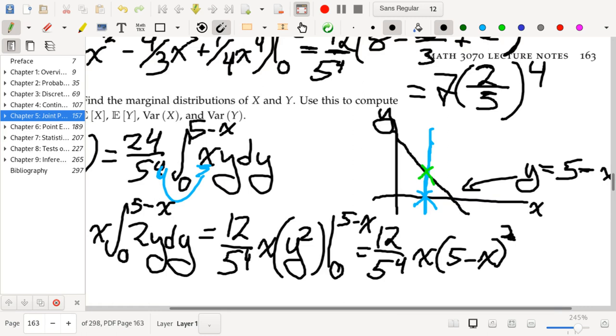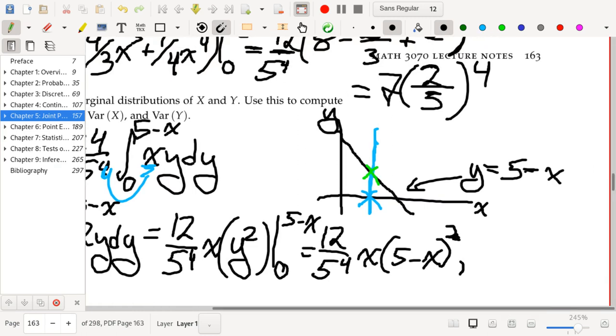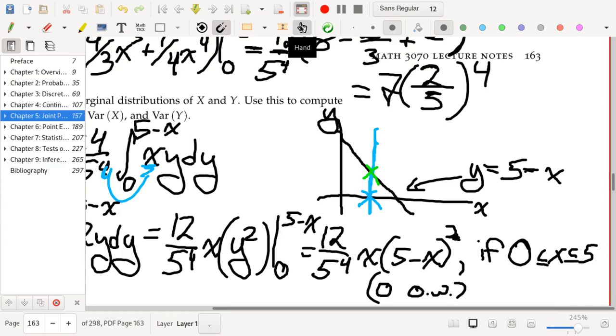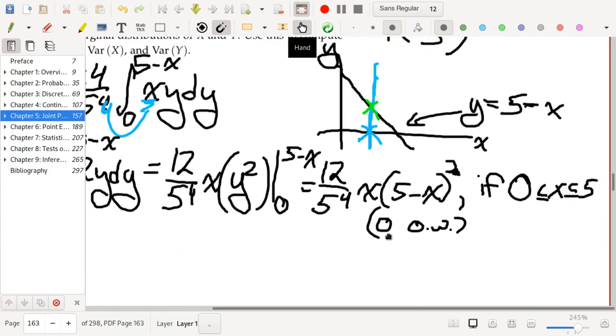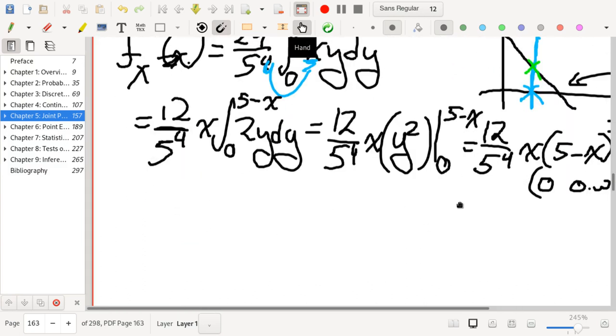And we also need some restrictions on x. Well, x is a number between 0 and 5. And we'll say that this is going to be 0 otherwise. So if x is not between 0 and 5, then you're just going to say the PDF is 0. All right. So that's the marginal distribution for x.